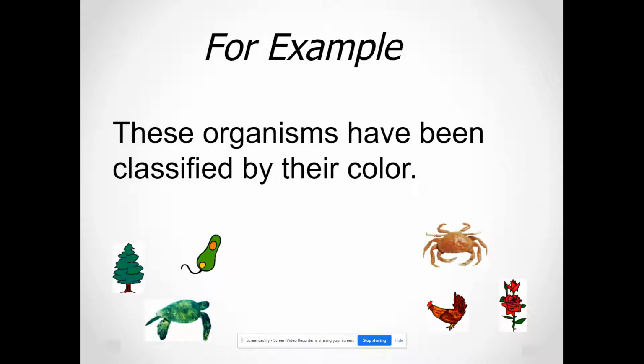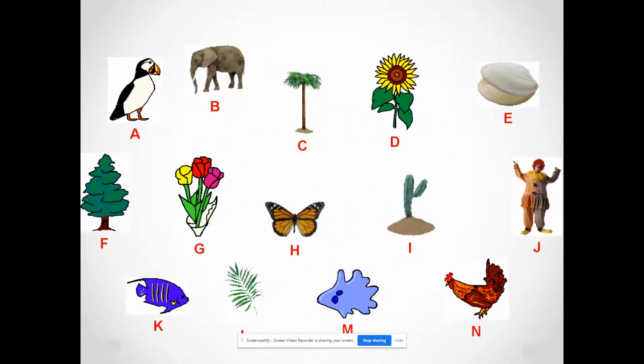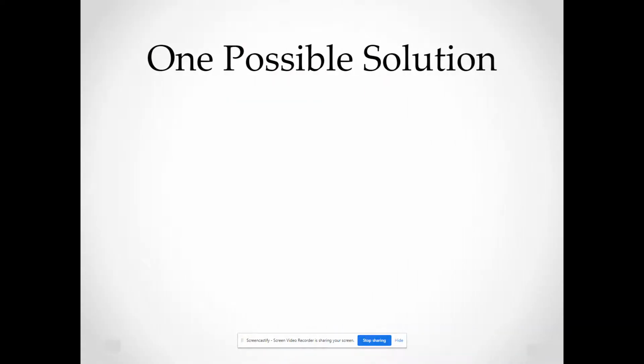I don't know what the game consists of, so we're just going to keep it moving. I never understood that. But these organisms have been classified based on color. So we got a crab, a rooster, and a rose. Over here, I think we got a turtle and a tree. So this is green and this is red. All right, not sure what's going on right there, but okay.